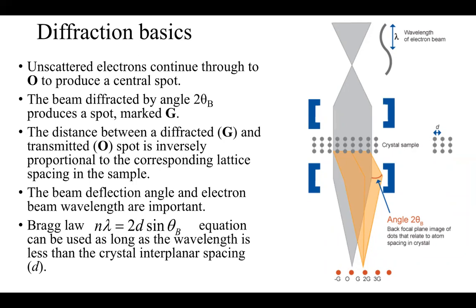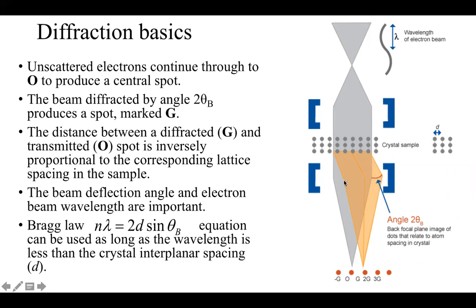Right. So the unscattered electrons continue through to produce a central point. Unscattered electrons don't get diffracted, so they come directly down. And then when they pass through the focusing lens, they will be focused onto O. That is the undiffracted, unscattered electron beam. That is the central spot. The beam is diffracted by angle 2 theta b, where theta b is the Bragg angle.